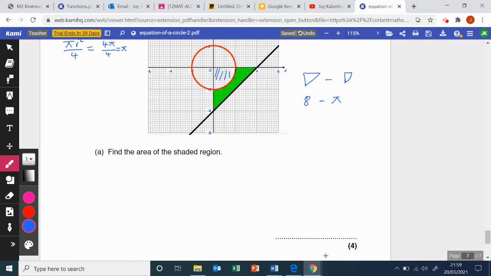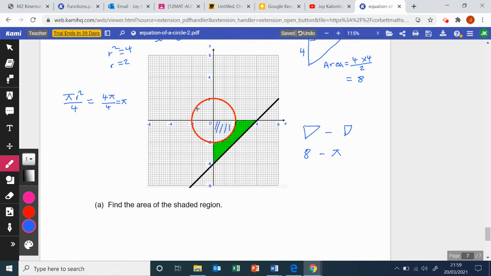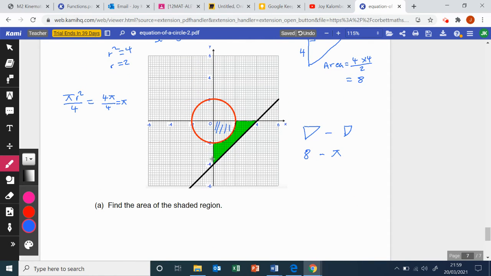Okay, so next we want to find the perimeter. That's going to be interesting. So the perimeter means we need to work out this length. Well, we can see this length is 2 because it goes from 4 to minus 2. And we can see this length is also going to be 2 from 4 to 2.